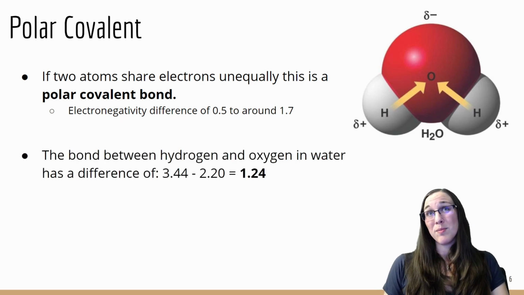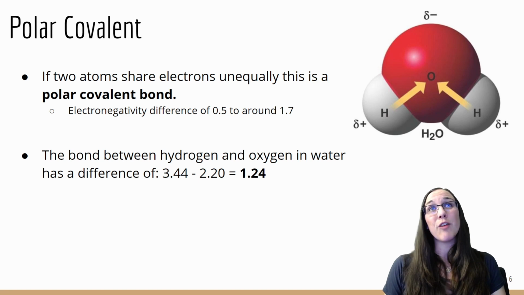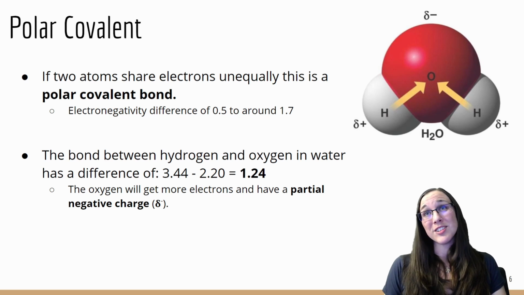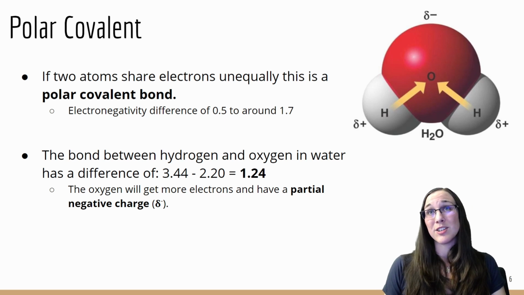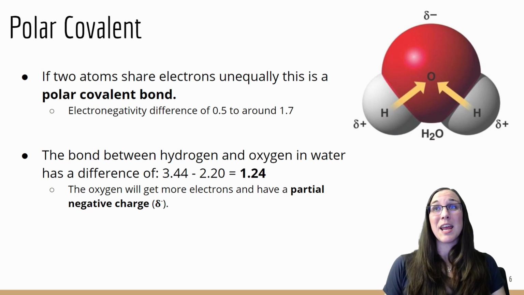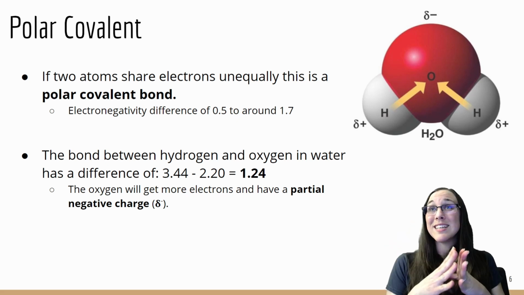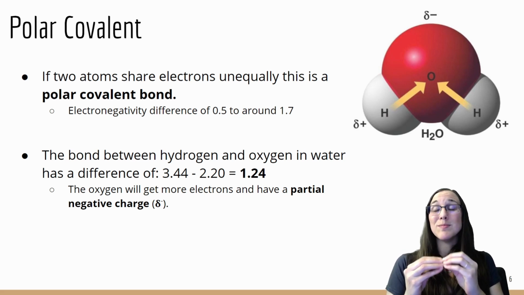The bond, for example, between hydrogen and oxygen in water has a difference of 3.44 for oxygen and 2.20 for hydrogen. That's a difference of 1.24. That falls within our range of 0.5 to 1.7, therefore we know that water is a polar covalent molecule. And in this case, since we know that oxygen has a larger electronegativity value of 3.44, the oxygen will get more electrons, therefore have a larger sphere and a partial negative charge. So if you're going to draw the 3D model as is above my head, you can see that the 3.44 is roughly equivalent to the size in comparison to the hydrogen atoms at 2.20.